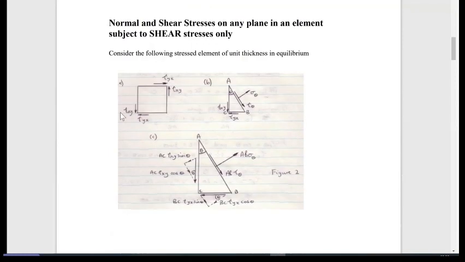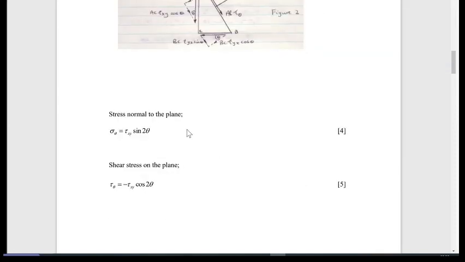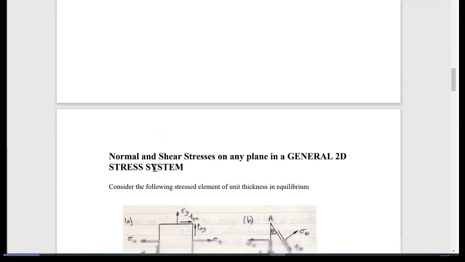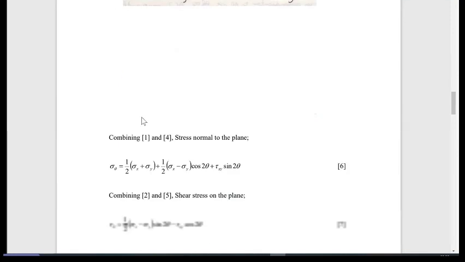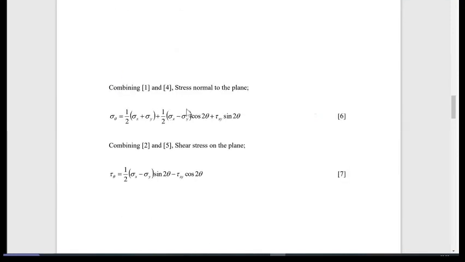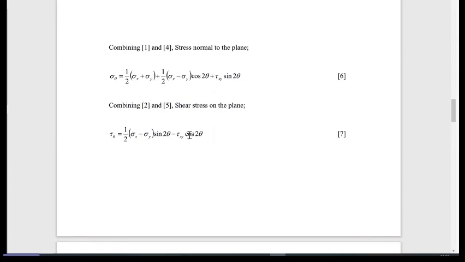We then looked at an element subjected to shear stress only, and again internally we cut this element at plane AB. We've got direct stresses and shear stresses, and we worked out that our direct stresses were given by this and our shear stresses were given by this. Okay, we then combined those to look at our generalized 2D stress system to show these equations here. Equation number 6 is what our direct stresses would be for our generalized system. This equation here, this is the one we're going to be using today, actually, starting with today. And we also showed our shear stress is given by this.